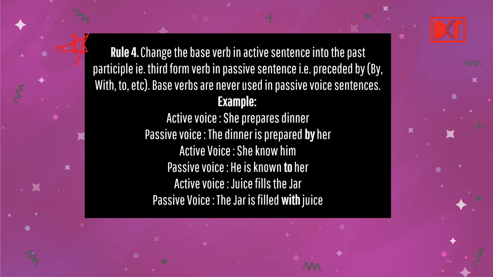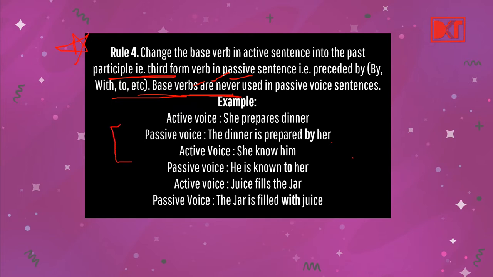मतलब थर्ड फॉर्म ऑफ द वर्ब इन पैसिव सेंटेंस, and it has to be preceded by 'by' or 'with' or 'to', so any of these words ये आएंगे. And base verbs are never used in passive voice sentences. इसमें हम क्या कह रहे हैं, जो बेस वर्ब है ना एक्टिव सेंटेंस में वो चेंज हो जाएगा इन द पास्ट पार्टिसिपल, which is the third form verb in the passive sentence. ठीक है, पास्ट पार्टिसिपल में चेंज हो जाएगा और एक वर्ड और ऐड हो जाएगा, by, with, to, इनमें से कोई भी as per the situation. ये हमें समझ आ जाएगा, अभी देखते हैं.